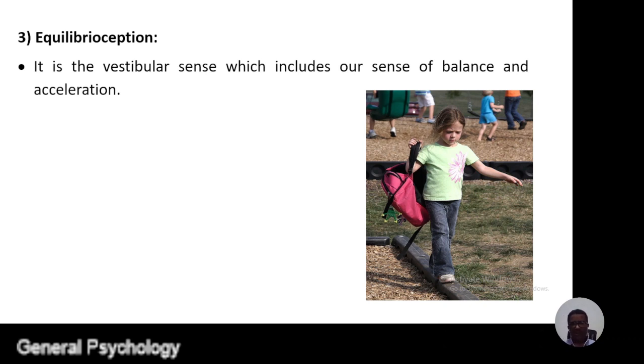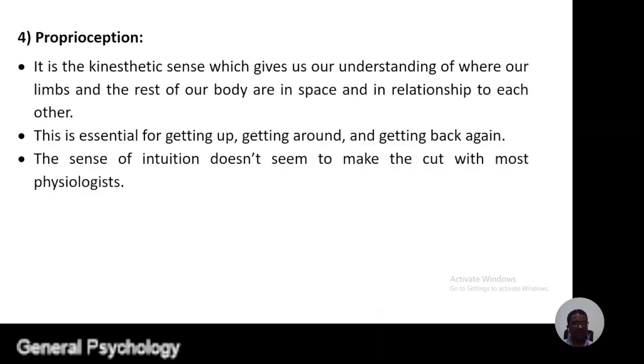The other important organ is equilibrioception. Equilibrioception is the vestibular sense, which includes our sense of balance and acceleration. When we move from one place to another, or when we play on the ground, our balance is kept because of this equilibrioception sense organ. You can see this picture and understand how we keep our balance when we move, when we play in the playground.